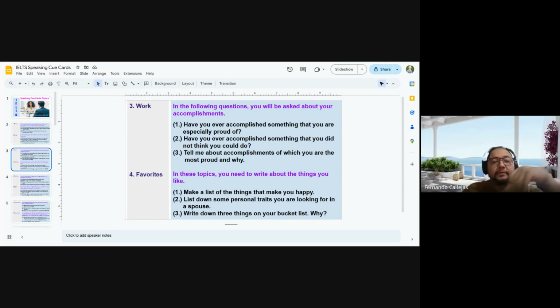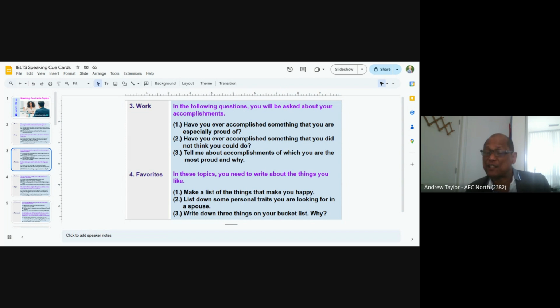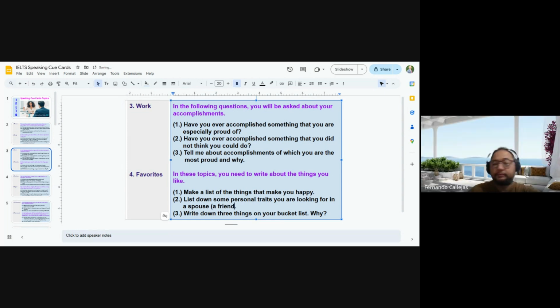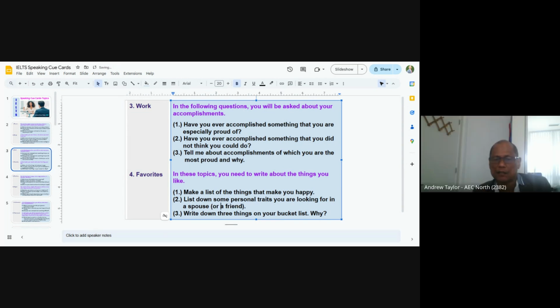In this topic, you need to write about the things you like. Make a list of the things that make you happy. List down some personal traits you're looking for in a spouse. Write down 3 things on your bucket list. Why? I wanted to type explain why, but I had no space. Now let me just write something else. List down some personal traits you are looking for in a spouse, or in a friend. I just added that one right now.